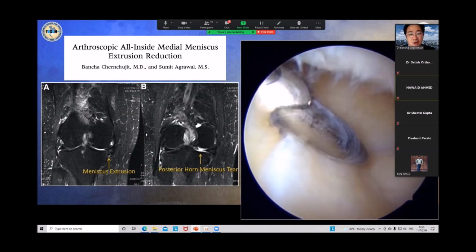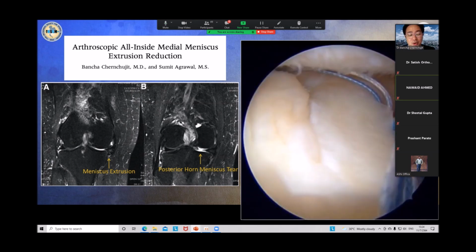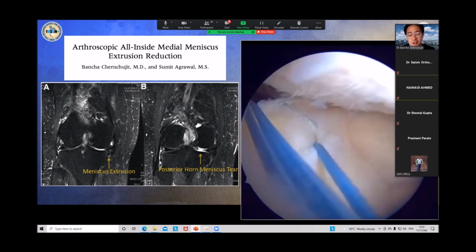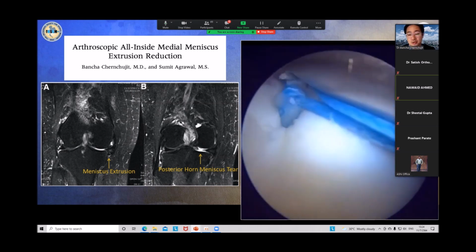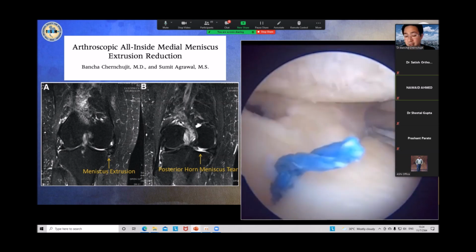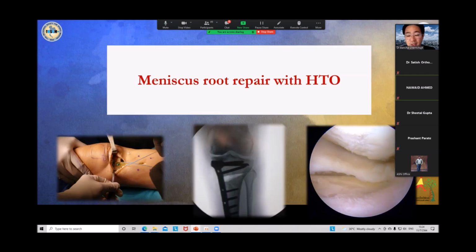Okay, so I'll show you the technique. This is very simple. You make a mid-medial portal, pass the suture into the meniscocapsular junction and tie the knot, so you can reduce the extrusion of the meniscus. Comparing before and after the extrusion reduction, you can see that the meniscus covers the tibial plateau better, comparing before and after surgery.